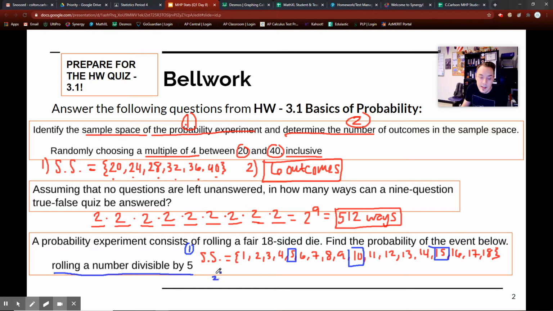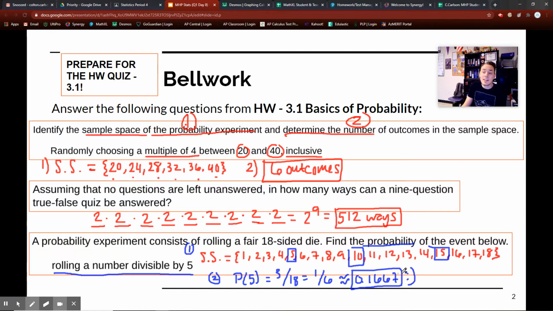My second step is then, okay, what's the probability? Find the probability. That's what I want to do. Well, the probability of a number that is divisible by 5 equals 1, 2, 3 different outcomes. 3 different outcomes out of a total of how many? 18, which reduces down to 1/6, which is, of course, roughly 0.1667 repeating. So that is my probability.